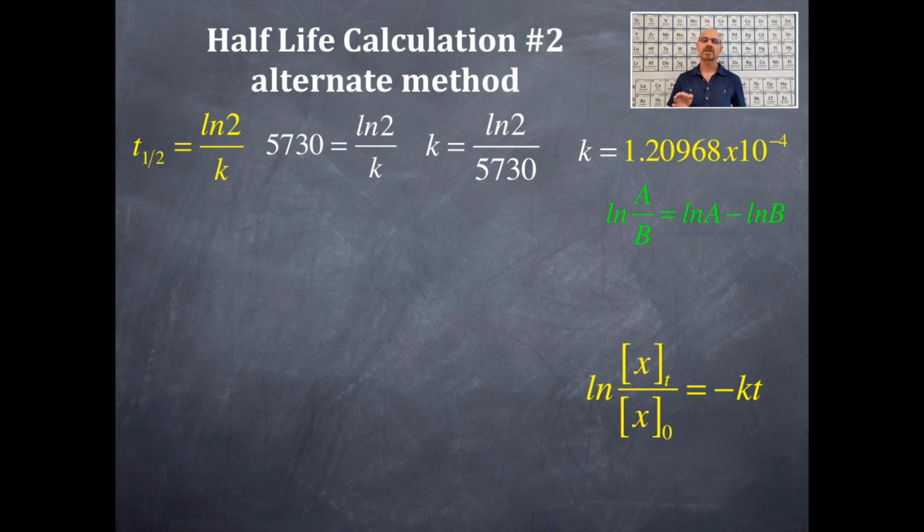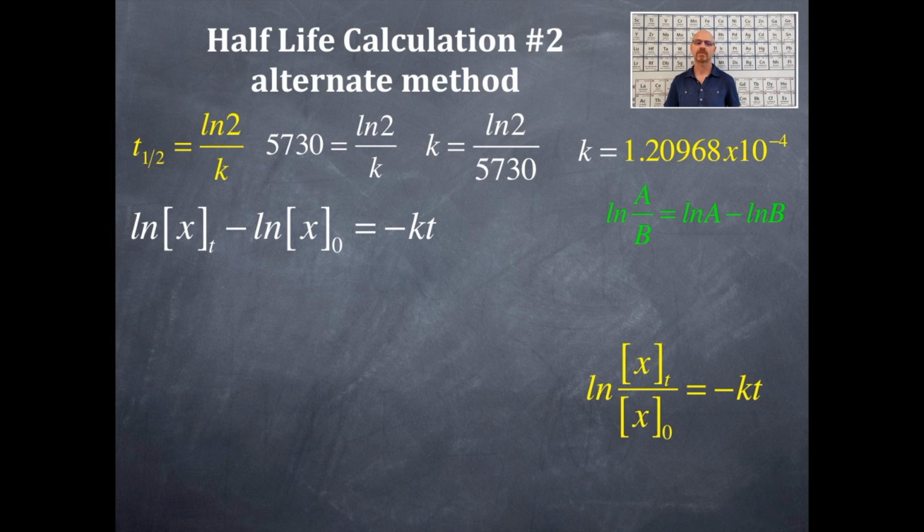Okay, there's something else that we need to do here, and this is a rule of log. So natural log of a over b, that's a division problem, becomes a subtraction problem of natural log of a minus natural log of b. So we're going to take that integrated first order rate law and apply that mathematical rule to this. So this is what we get. Natural log of x sub t minus natural log of x sub naught is equal to negative kt.